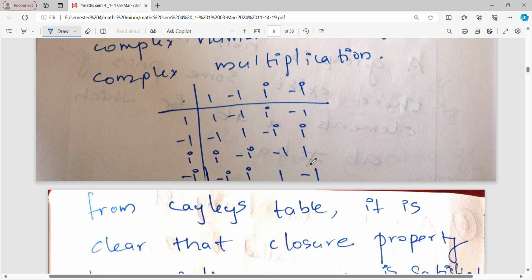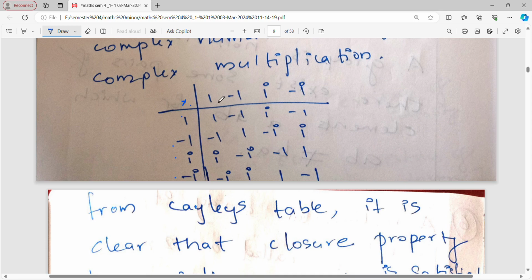And how is it formed? We have the four elements of this particular set: 1, minus 1, i, minus i. The same applies here: 1, minus 1, i, minus i. You need to write in the same order, okay? And here it is the multiplication, which I can denote with a dot.